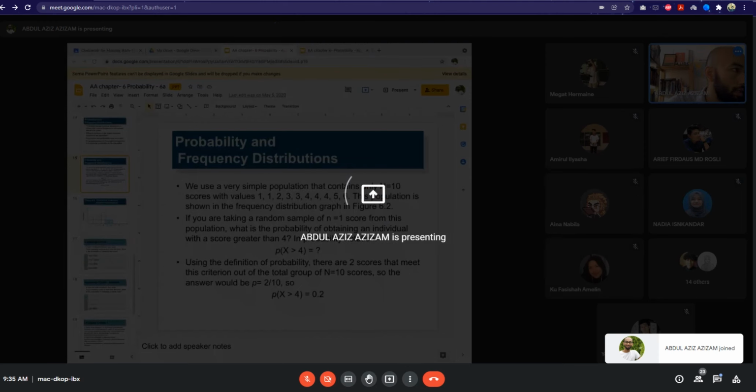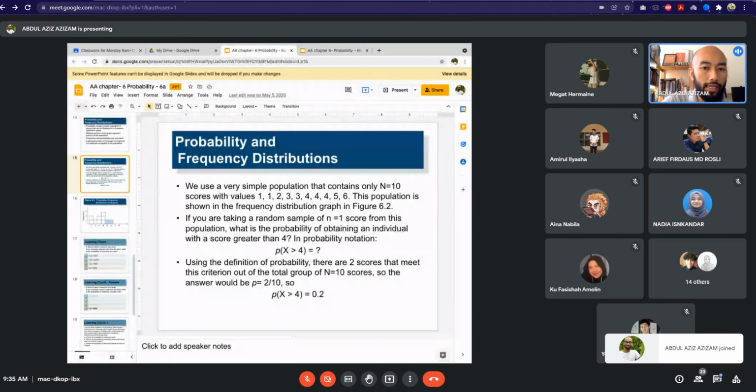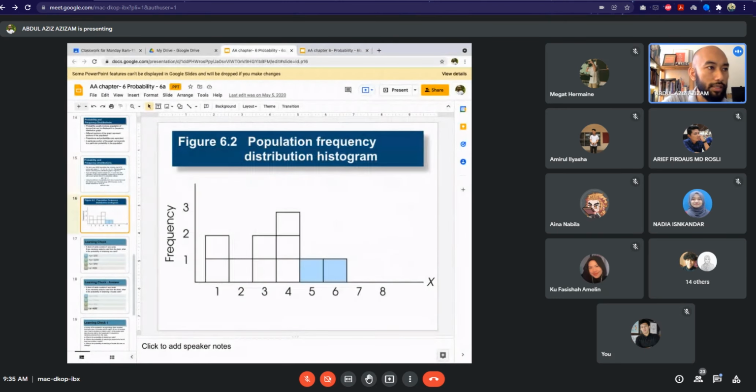Okay. So, ini situasi yang tadi. Dalam bentuk frequency distribution, dia kata for X greater than 4. So 5 dan 6 ini shaded area ni. Kawasan yang dikelabukan ni.